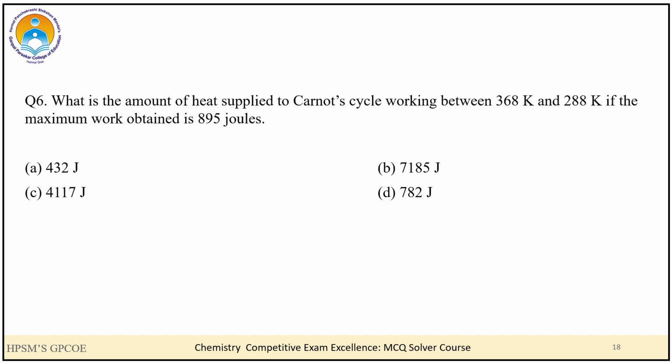Let us look at another problem. What is the amount of heat supplied to a Carnot cycle working between 368 Kelvin and 288 Kelvin if the maximum work obtained is 895 joules? The options are 432, 7185, 4117 and 782 joules.